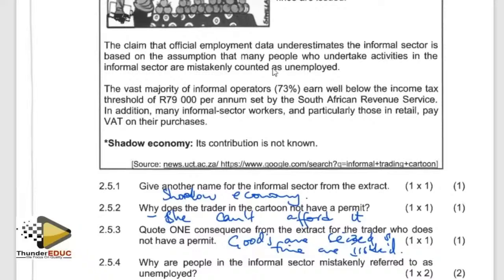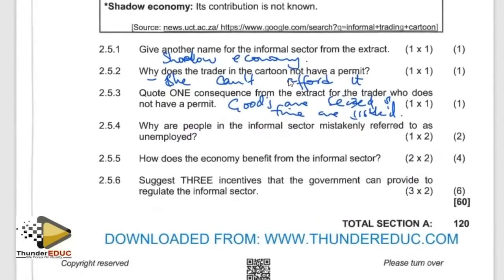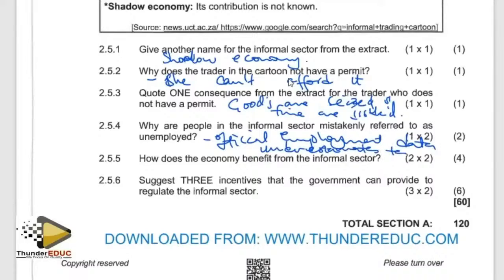Because the official employment data underestimates them. Official employment data underestimates them. Okay, underestimates them. How does the economy benefit from the informal sector?